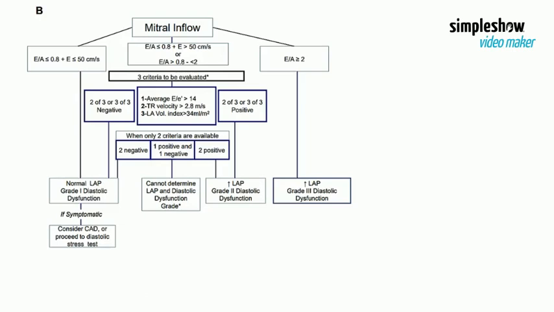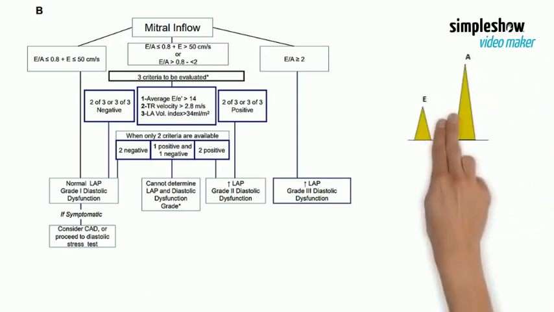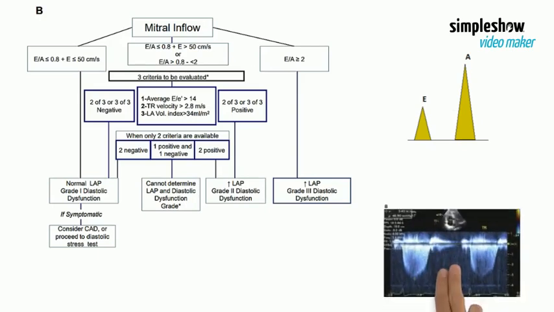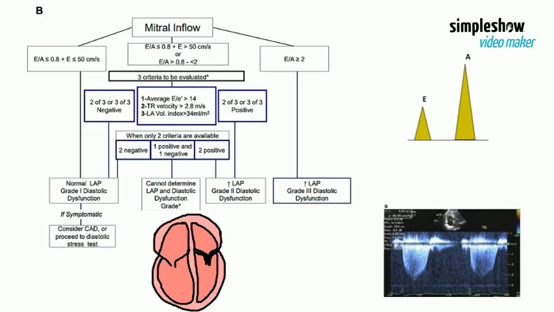These are the recently published guidelines by the American Society of Echocardiography for assessing diastolic function, based upon E-wave velocity, E/A ratio, E/E prime ratio, tricuspid regurgitation velocity, and left atrial volume index. We are grading the diastolic dysfunction as grade 1, grade 2 and grade 3.